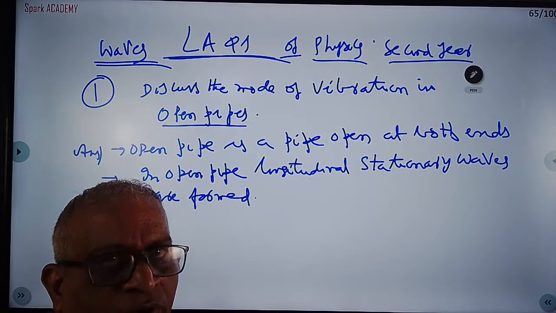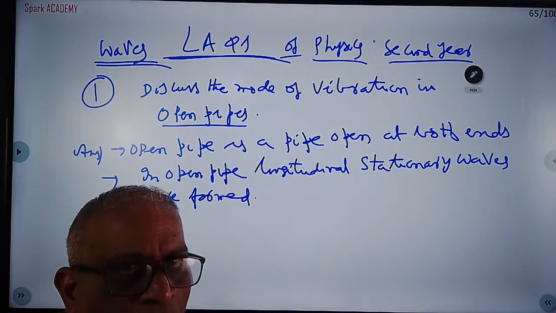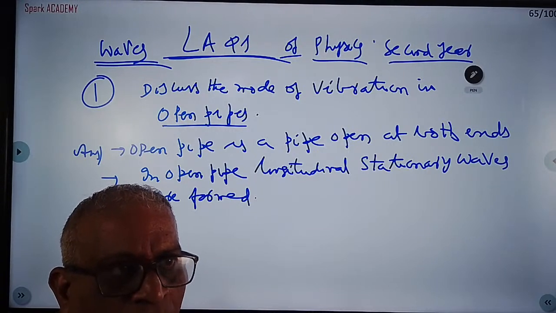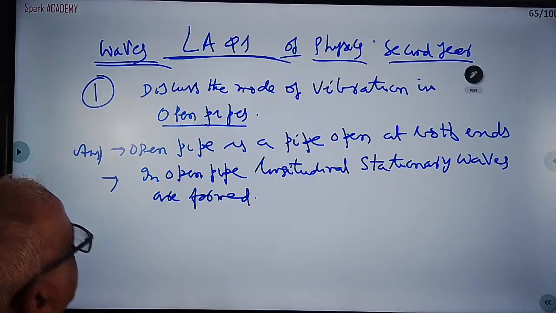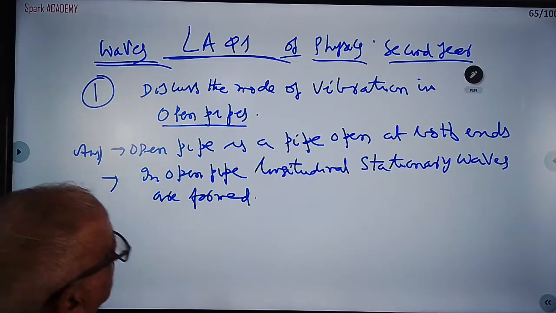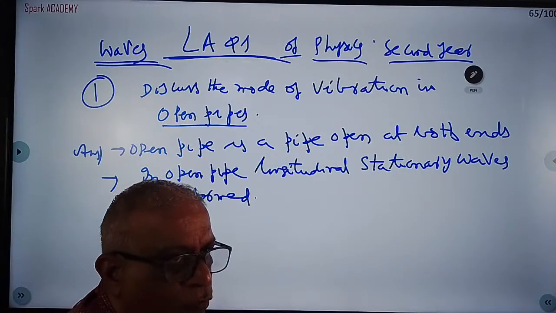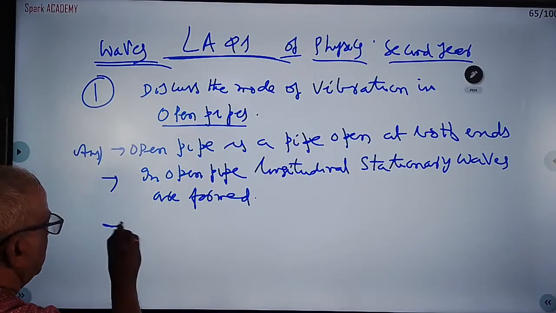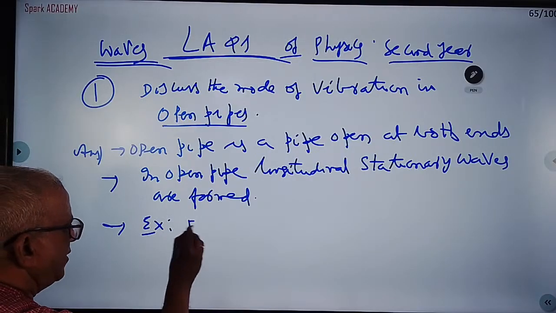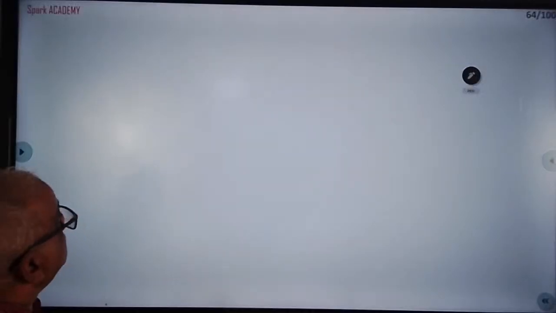Distance between two consecutive nodes is lambda by 2. Distance between two consecutive antinodes is also lambda by 2. Distance between a node and the next antinode is lambda by 4. What is lambda? Wavelength. I am going to draw diagrams to discuss different modes of vibration in open pipes. An example of an open pipe is the flute, which is open at both ends.